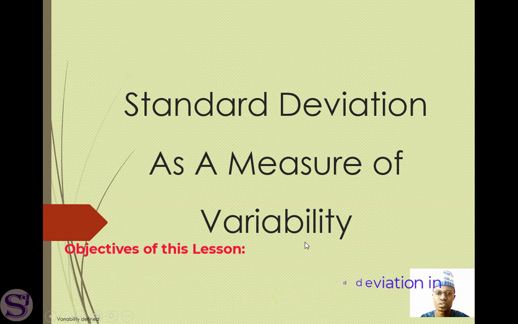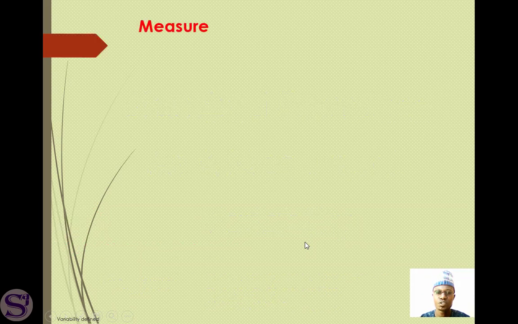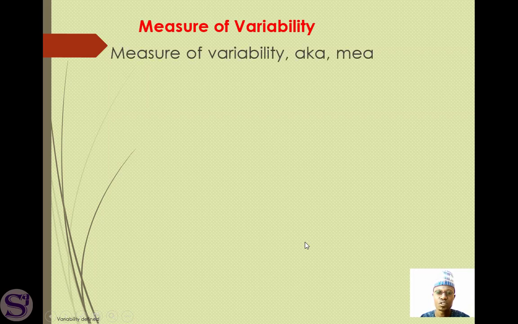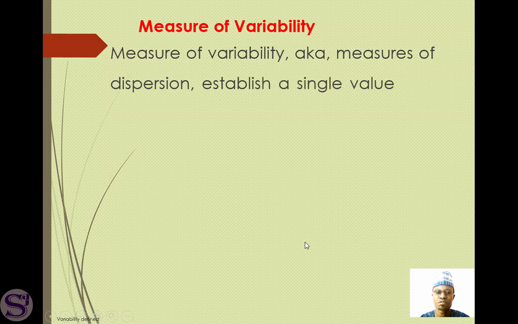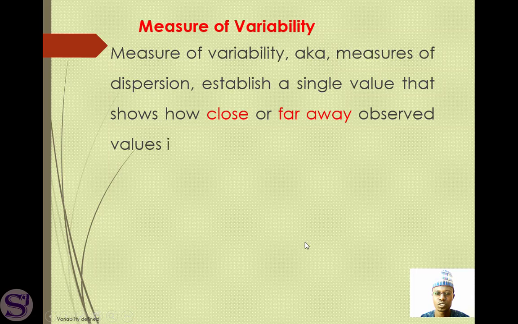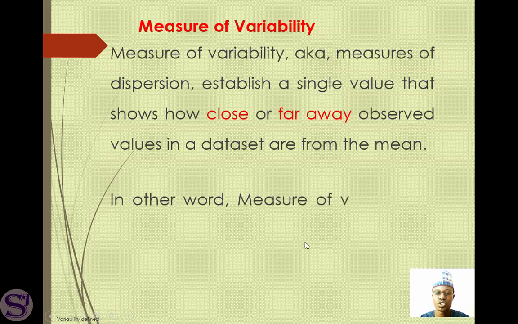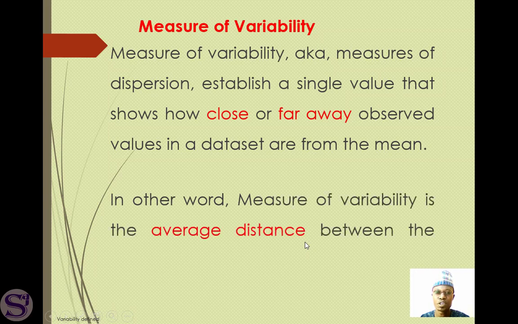Measure of variability, also known as measure of dispersion, establishes a single value that shows how close or far away observed values in a data set are from the mean. In other words, measure of variability is the average distance between the observed values in a data set from the mean value of your data set.